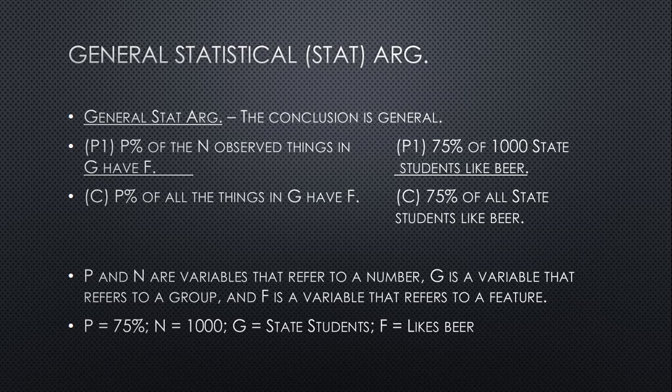To give you a real-world example of this, let's look at the second column. First premise, 75% of 1,000 state students like beer. Conclusion, therefore, 75% of all state students like beer. Notice the extrapolation in a general statistical argument to all the members of the group of state students. Here we can think of P as corresponding to 75%, n as corresponding to 1,000, G is state students, and F, that feature, is likes beer.